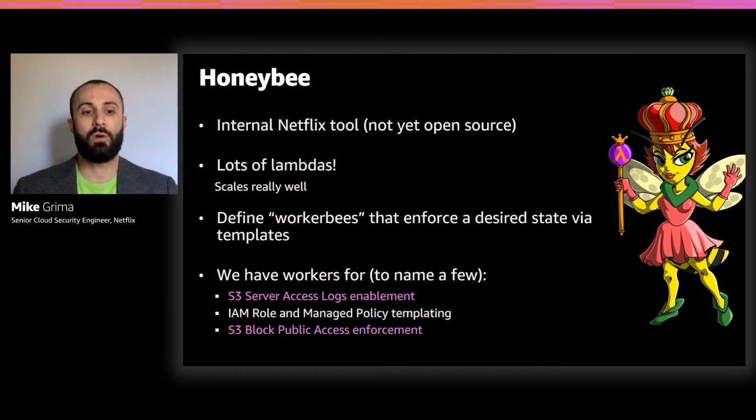We developed a tool a little while ago called Honeybee. The way it works is it makes use of lots and lots of lambdas. And we find that Lambda scales very well for our use case. The way Honeybee works is that we define worker bees that then enforce a desired infrastructure state via a template that we design. We have a bunch of workers. To name a few, we have a worker that enables S3 server access logs all over our infrastructure and on every S3 bucket. We enable this with Honeybee, and that is relevant to this talk.